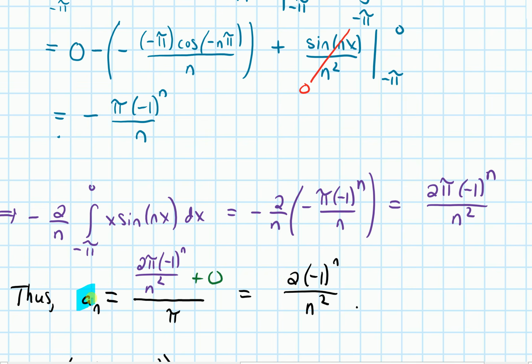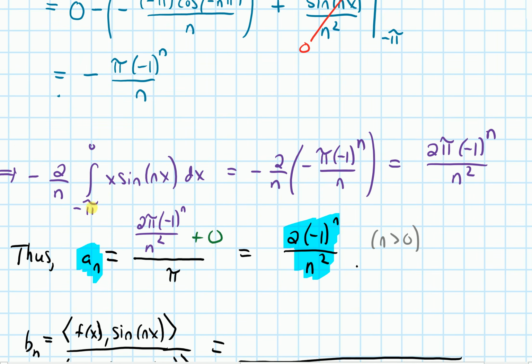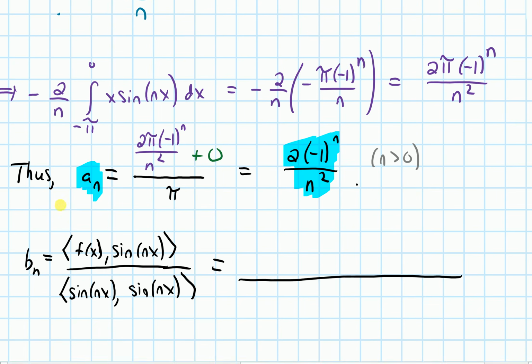So that is what a sub n equals. That's what a sub n equals, and this is when n is greater than 0. All right, so what's left for us to get is the coefficients of the sine terms. For the coefficients of the sine terms, we call those b sub n.